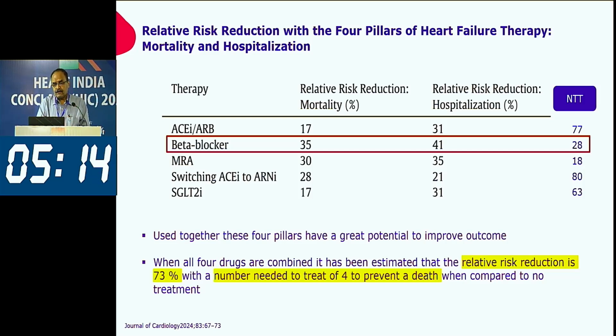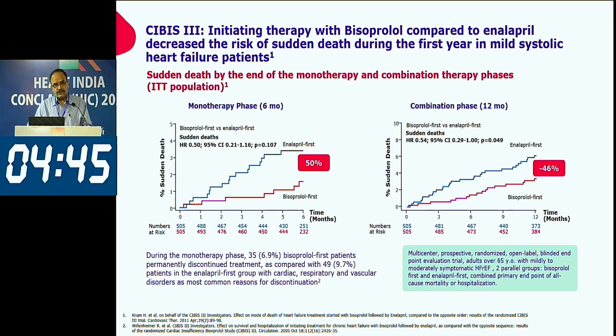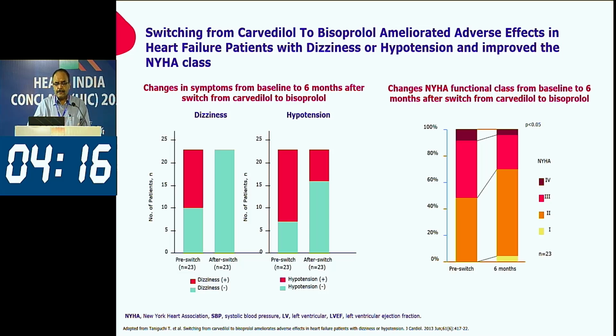In terms of heart failure, as we see here, beta blockers are associated with significant mortality benefit and also risk of hospitalization benefit. We are all aware that bisoprolol had the CIBIS-2 trial, which showed a 34% reduction in primary endpoint, and almost every single endpoint showed a significant reduction. There is a CIBIS-3 trial in which it was compared whether it was useful to start enalapril first or bisoprolol first. And it was seen that there was a 50% reduction in sudden deaths if you started these patients on bisoprolol first. And even in the combination phase, those who were started on bisoprolol first, they had a 46% reduction in sudden cardiac death.